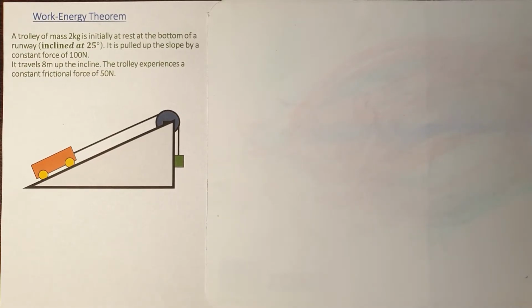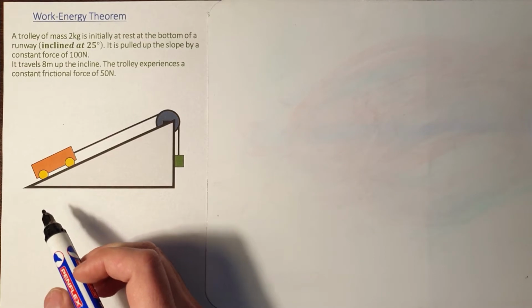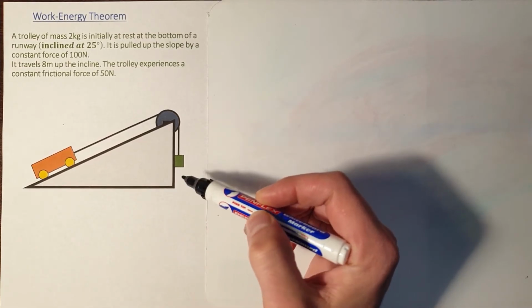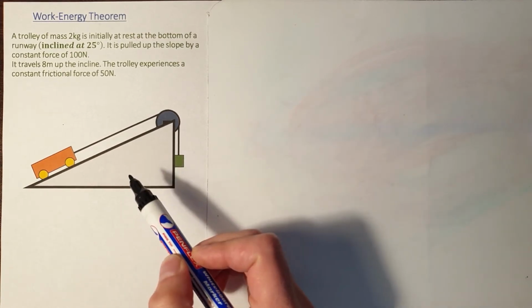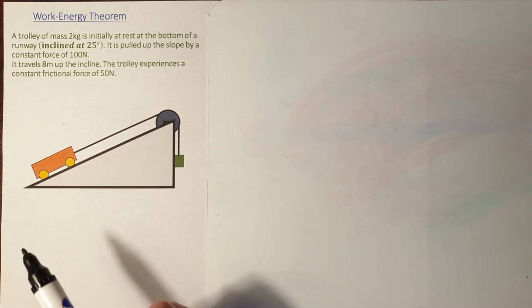Okay, so we have a trolley of mass 2 kilograms. It is initially at rest at the bottom of a runway that is inclined at 25 degrees. It is pulled up the slope by a constant force of 100 newtons. It travels 8 meters up the incline and the trolley experiences a constant frictional force of 50 newtons.